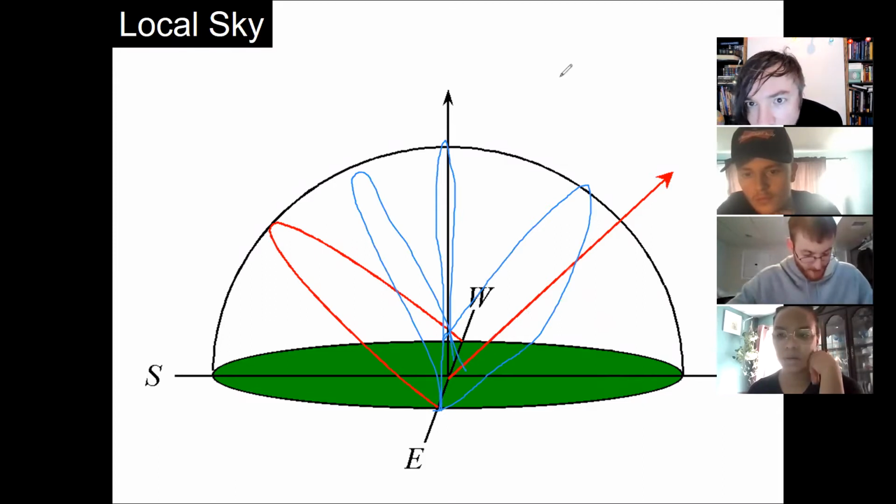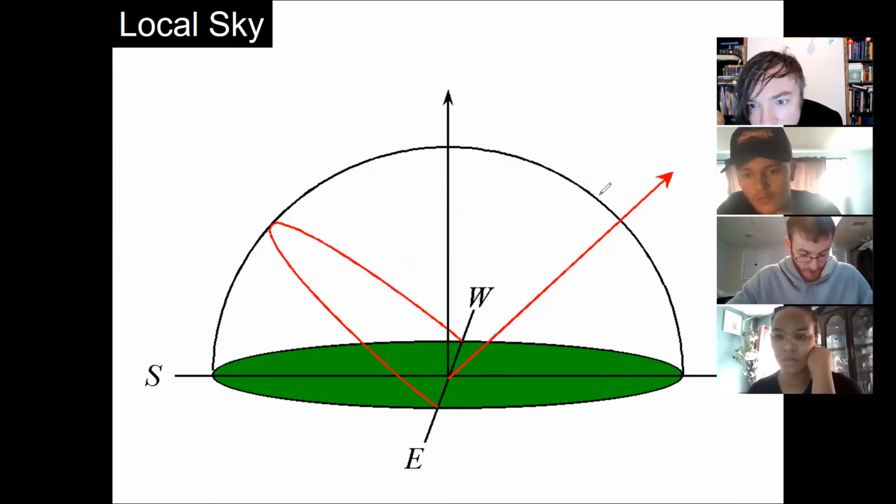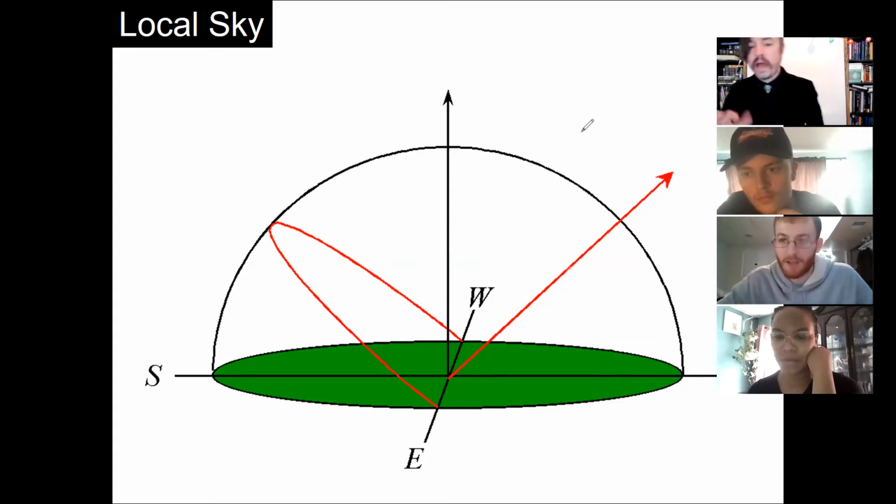I think I have the answer. Is that the circumpolar stars? They never really rise or set. They just circle. Well, so in the sky. I'm talking about something that's related to that.